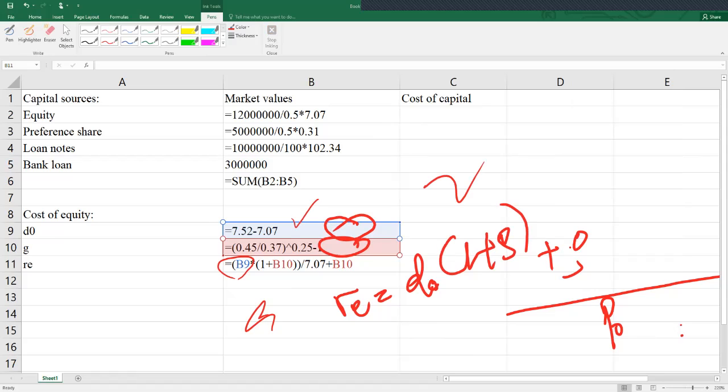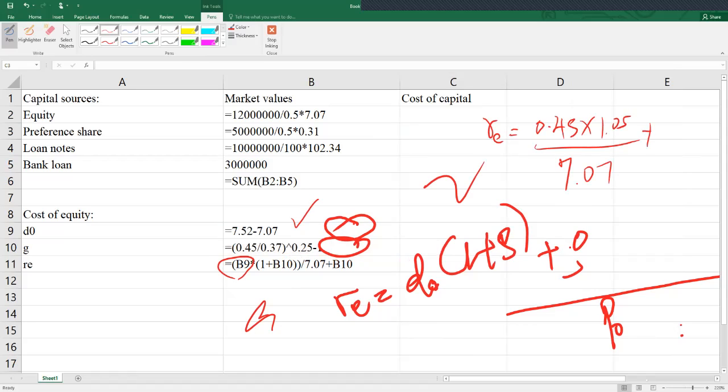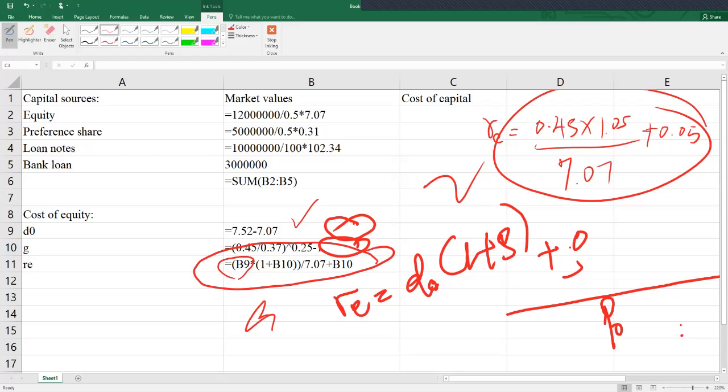So don't forget, the cost of equity will be equal to 45 cents grown at 5%, 1.05, divided by P naught, which is 7.07, plus 0.05. That's what it is here. But since it's Excel, you don't need to show this formula. Don't waste your time. You simply need to fill in the formula into that cell that you have just done here, and again it will give you the answer, so you need to make your work easy.